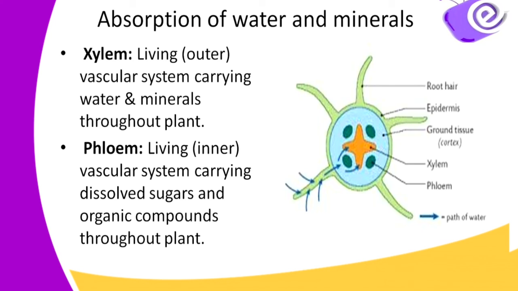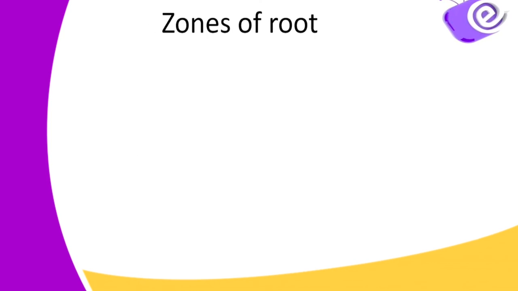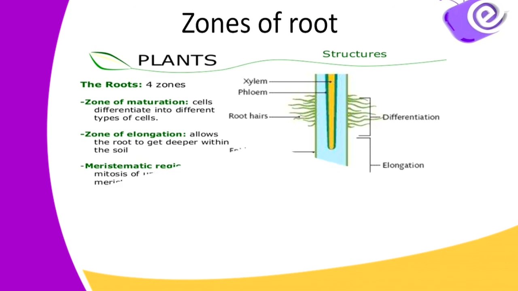While the phloem tissue is the innermost vascular system carrying dissolved sugars and organic compounds throughout the plant. So this is the transport vessel for the food particles, which are the mineral salts and the dissolved sugars. So let us look at the different zones of the root.